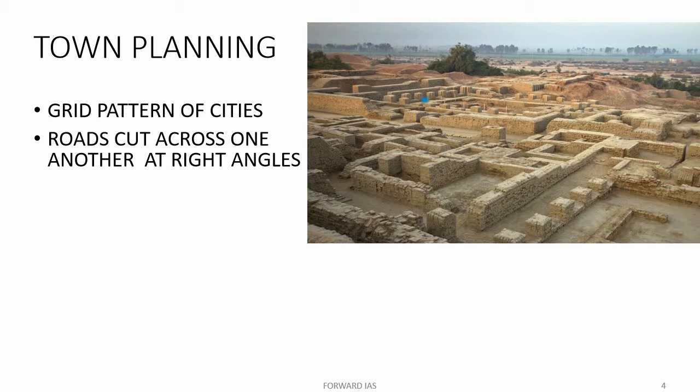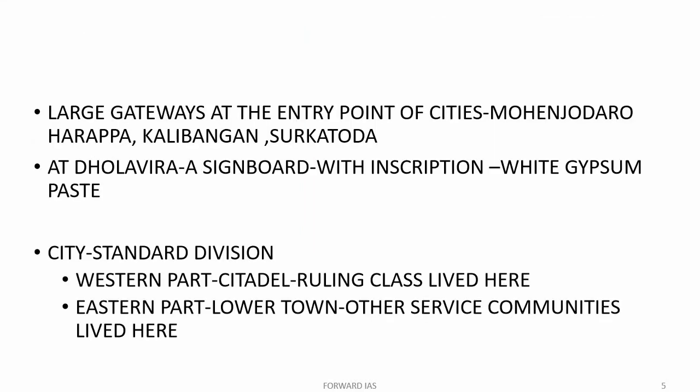At some cities, some towns like Mohenjo-daro, Harappa, Kalibangan and Sutkagendor, there were large gateways at the entry point of the cities. At Dholavira, a place located in the state of Gujarat, a signboard was discovered, and the signboard contained a short inscription, maybe the name of the place. It was made out of white gypsum paste.